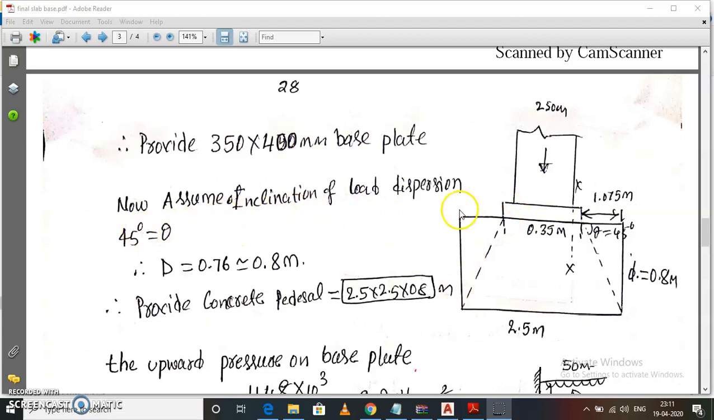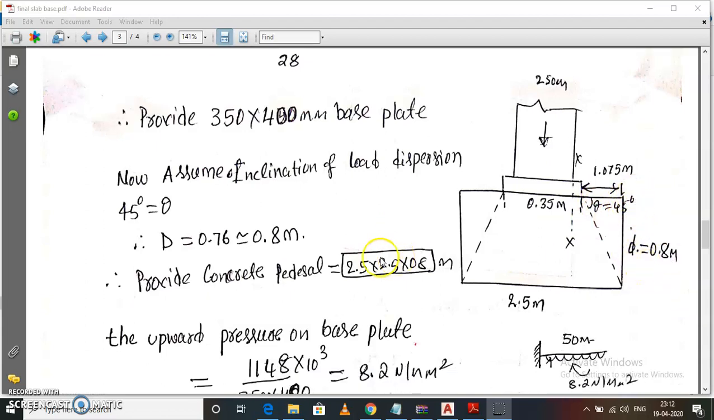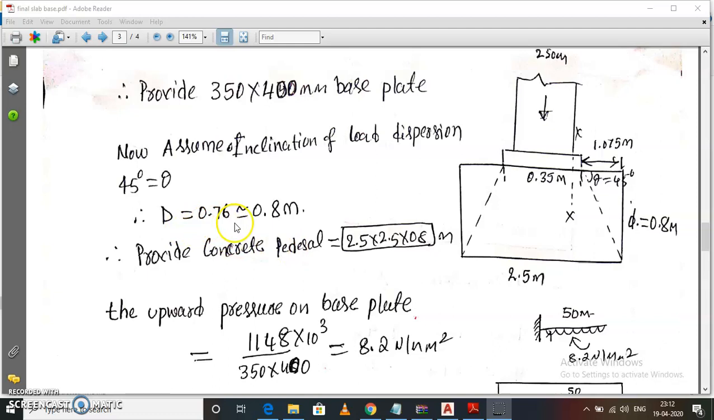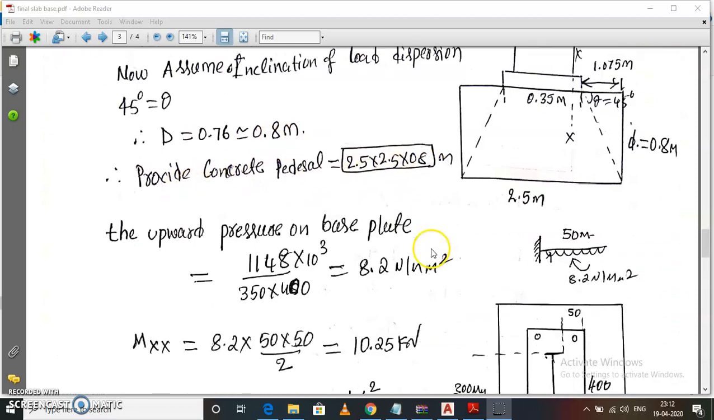So we can decide the depth of the foundation. This is 2.5 meter. If you place this 350 at the center of the RCC foundation, the remaining length will be 1.075 meter here, and the inclination of the load is 45 degree. In that case, this D also to be 0.8. So the depth of the foundation is actually 0.76. We have taken it as 0.8 meter. Therefore, provide concrete pedestal as 2.5 by 2.5 by 0.8 meter.